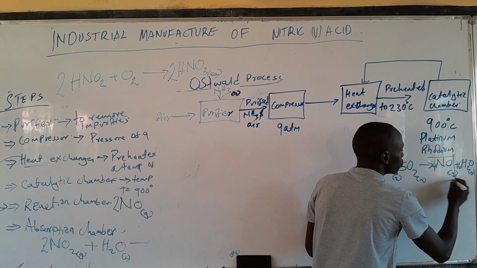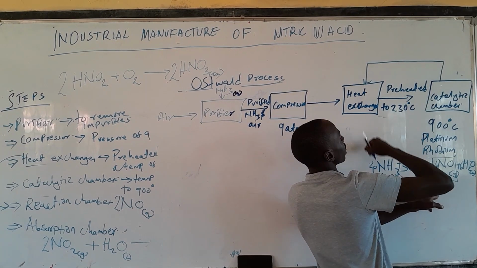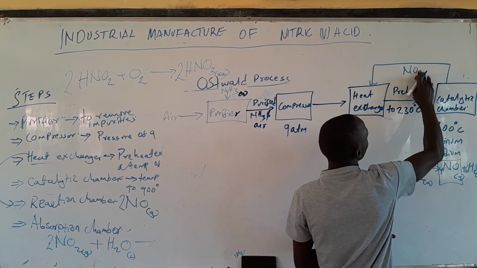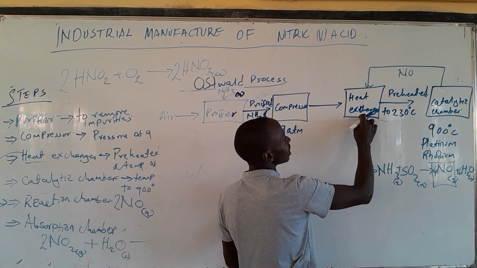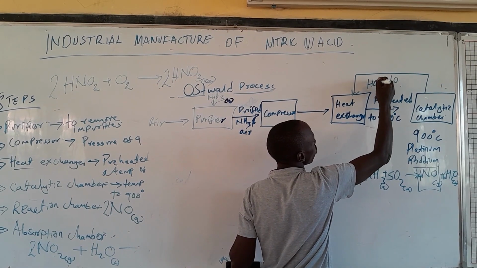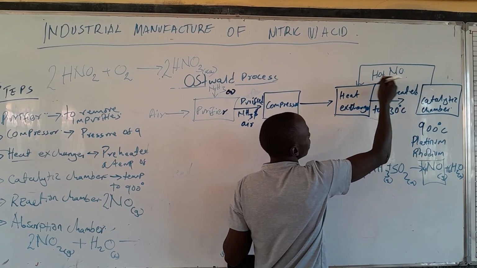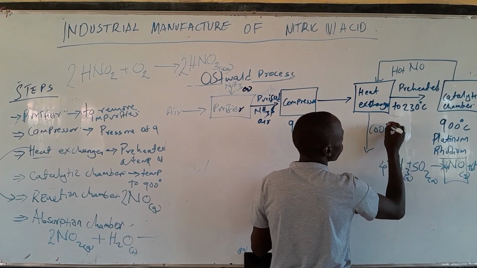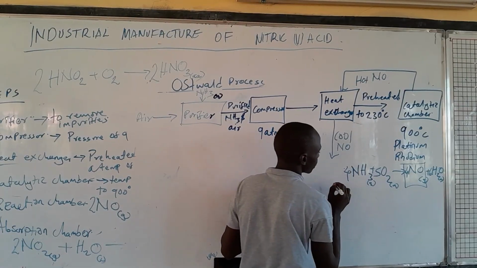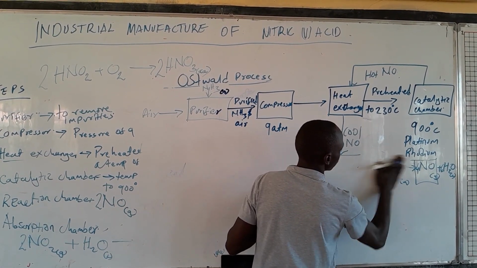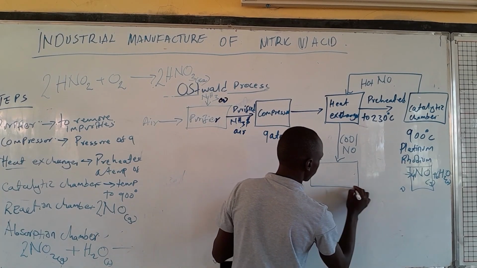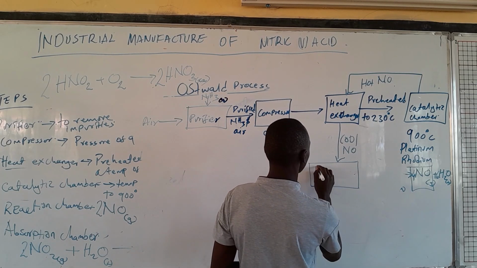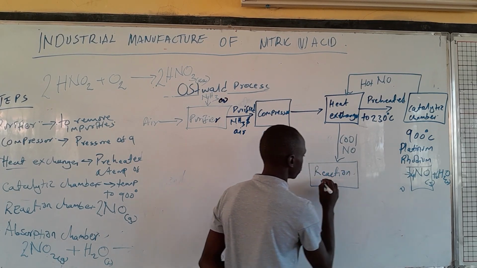Now, nitrogen (II) oxide produced is pumped back to the heat exchanger. In the heat exchanger, the hot nitrogen (II) oxide is cooled and finally pumped. So this one is the cool nitrogen (II) oxide. It is then pumped to the reaction chamber.